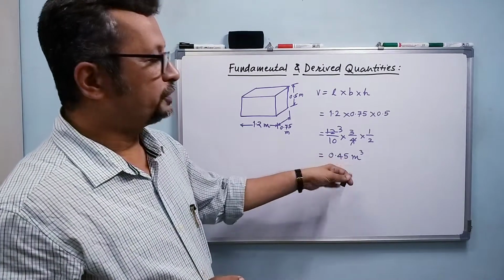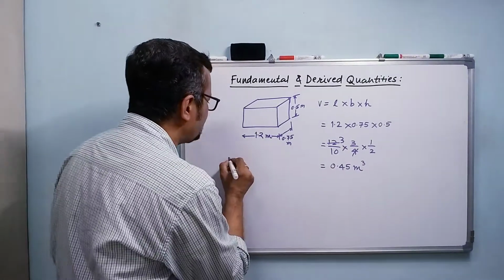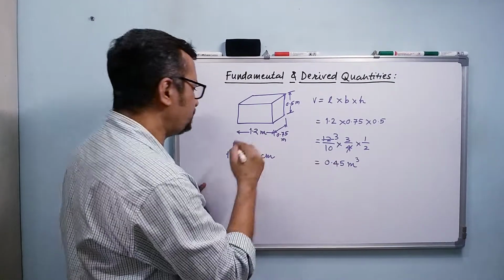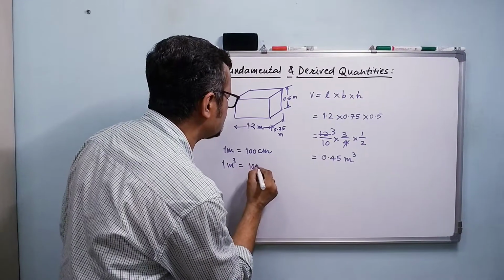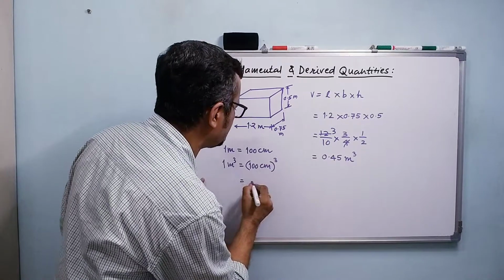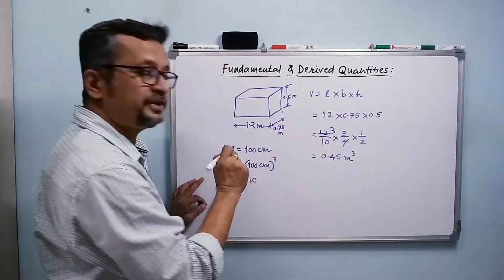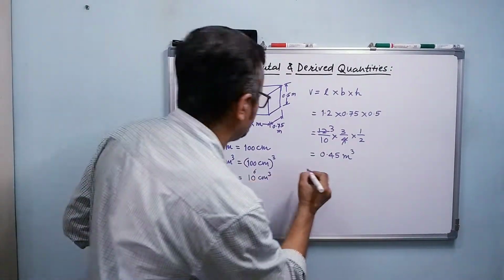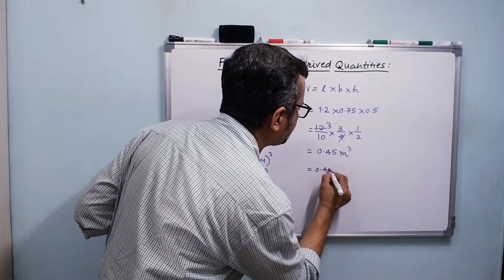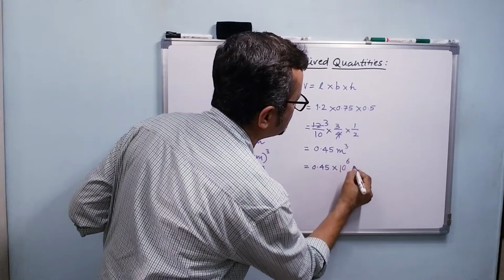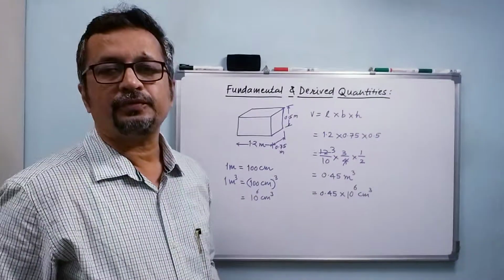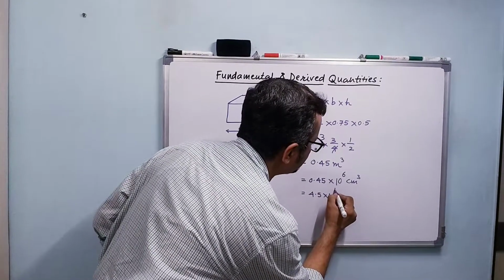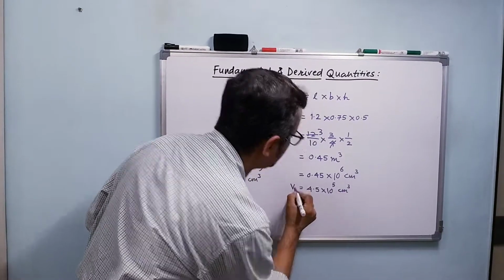Suppose I want to convert this volume in cubic meter into centimeter cube. Now 1 meter is equal to 100 centimeter. So 1 meter cube would be 100 centimeter cube, which is 10 raised to power 2, cube, that would be 10 raised to power 6 centimeter cube. So now I have 0.45 into 10 raised to power 6 centimeter cube. Now 0.45 I can write as 4.5 upon 10, so this is 4.5 into 10 raised to power 5 centimeter cube. This is my volume in centimeter cube.